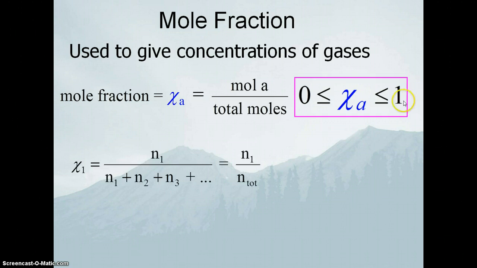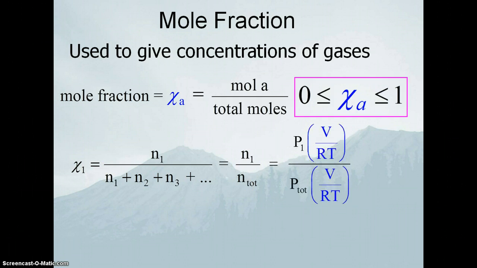So with a little bit of math, we can actually learn a little bit more and take our definition of mole fraction and tie it with Dalton's law of partial pressures, turn it into something a little bit more useful. So the mole fraction of component 1, again, is the number of moles of component 1 divided by the total number of moles. So n1 divided by n total. And if we use the ideal gas law, we know that the number of moles of component 1 is the pressure of component 1 times the volume divided by R times T. The total number of moles is equal to the total pressure times the total volume divided by R times the temperature of the total thing.